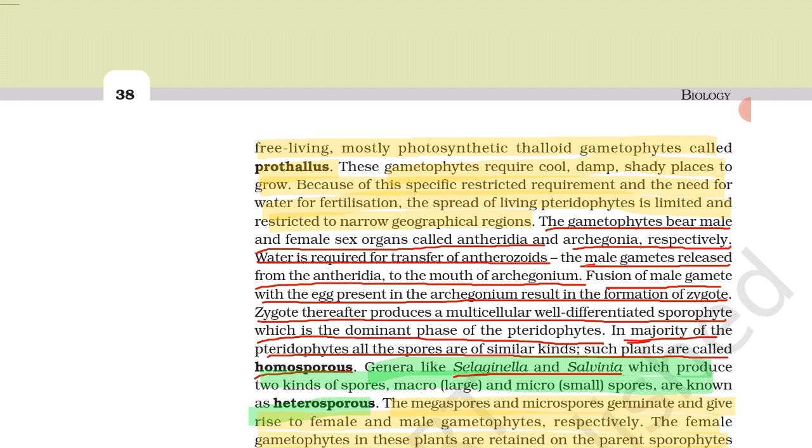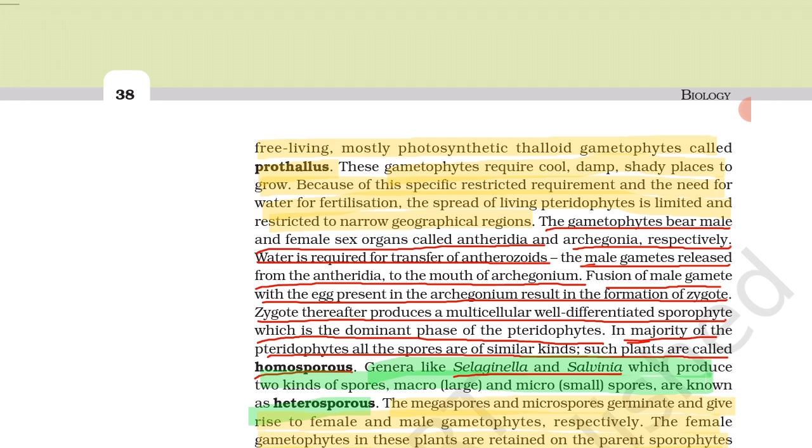These gametophytes require cool, damp, shady places to grow. Because of this specific restricted requirement and the need for water for fertilization, the spread of living pteridophytes is limited and restricted to narrow geographical regions. The gametophytes bear male and female sex organs called antheridia and archegonia respectively. Water is required for the transport of antherozoids, the male gametes released from antheridia to the mouth of the archegonium.